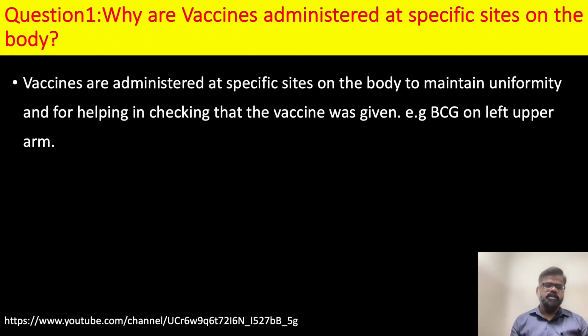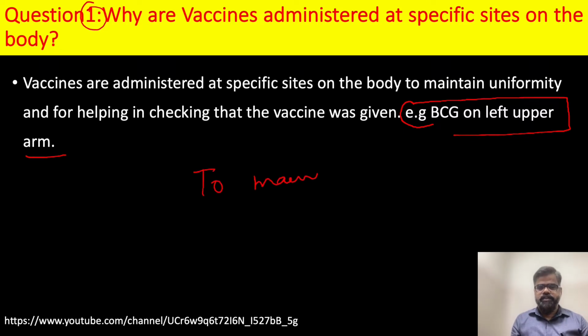Okay. So I'll start with the first question, and the first question is the easy one. At times people ask, why are vaccines administered at a specific site on the body? Let's take an example of BCG. BCG, we know that it is given in the left upper arm, intradermal. So what's wrong if we give BCG in the right upper arm? Nothing wrong, but the program has been designed in such a way that let's maintain uniformity, right?